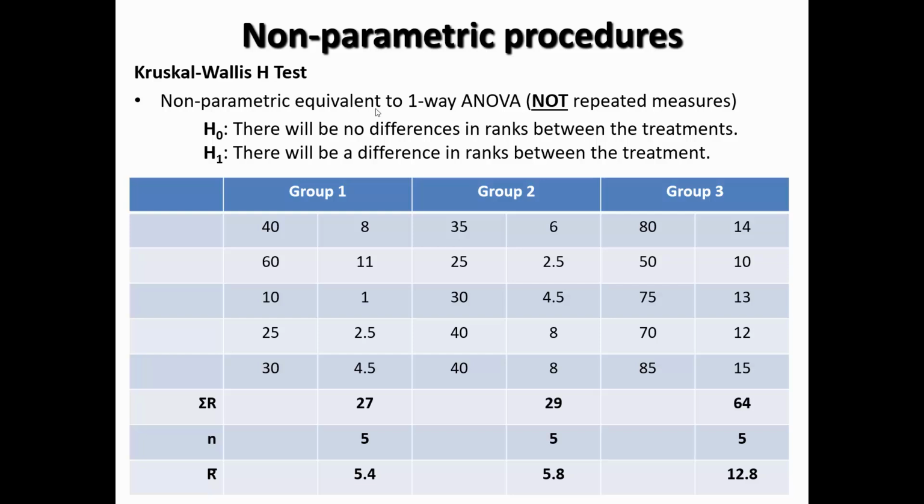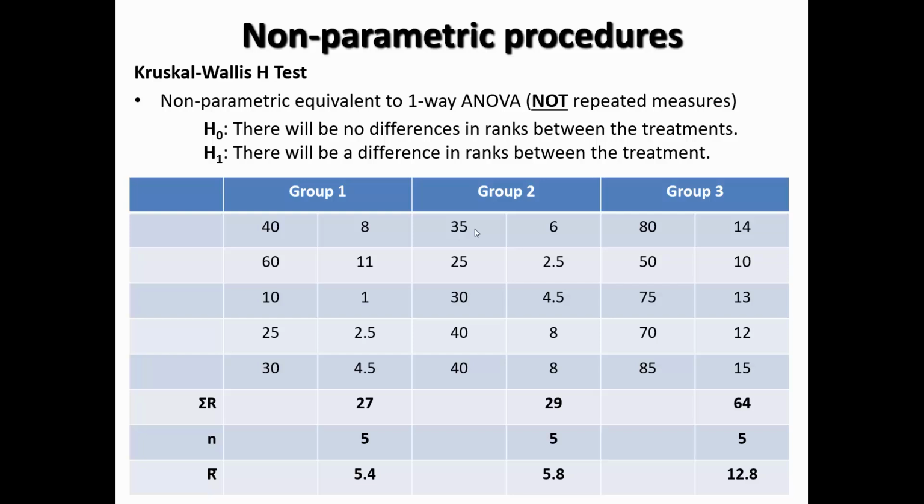And that is contrasted with the alternative hypothesis that there will be a difference in the ranks between the different treatments. So what you see here are the three groups. The data have been collected. In the left-hand column, we have the raw data. So the first person assigned to group 1 rated along that scale a value of 40. The next person was 60, 10, 25, and 30.